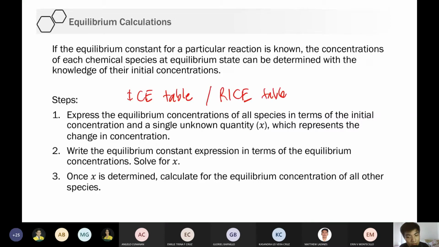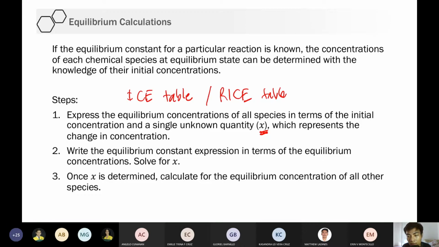By how much they will change, I don't know. So, we put the variable X. Here in C we see that the concentrations of our chemical species change by X. We do not know yet the value of X. After that, we solve for the value of X, and once X is determined, we can calculate the equilibrium concentration. The idea is still abstract for now.